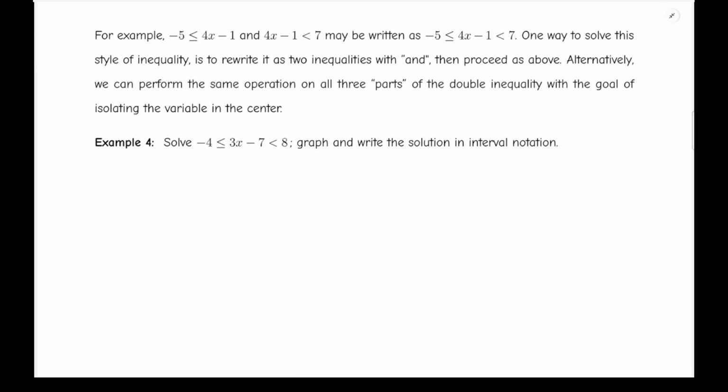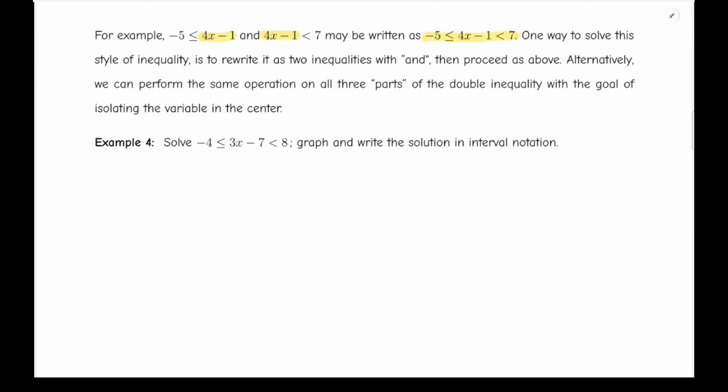In the previous video, we ended the lecture talking about how certain compound linear inequalities can be rewritten as a double inequality. For example, negative 5 less than or equal to 4x minus 1 and 4x minus 1 less than 7 may be written as negative 5 less than or equal to 4x minus 1 less than 7. The main reason we can do this is that these two pieces match each other. If those did not match, we would not be able to rewrite it as this double inequality.